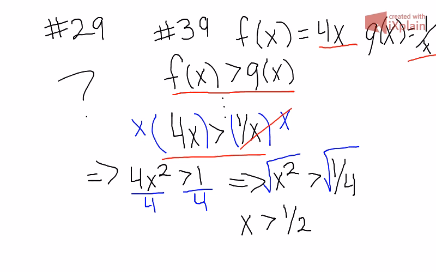Alright, so that is all of the x's. Everything bigger than 1/2. Those are all of the x's that you can plug into both of those, and f of x will be greater than g of x. I mean, if you think about it, you plug in something greater than 1/2, like 1. Well, 4 times 1 is 4, and then you plug it into g of x, 1 over 1 is 1. Is 4 greater than 1? Sure is. So it works.